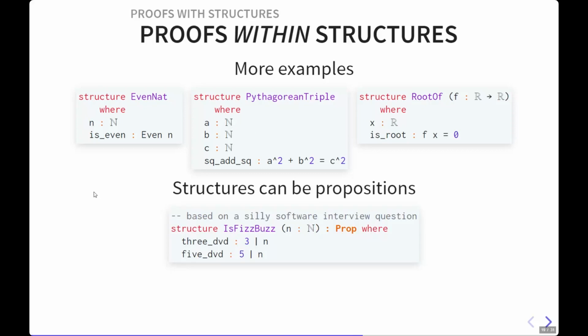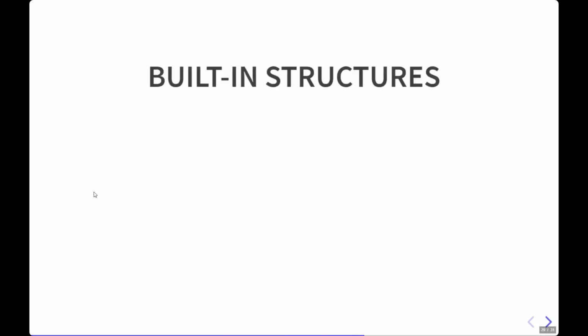You can also have structures that are pure propositions. So you've already seen one, which is the AND structure. But here I've got this is-fizz-buzz structure, which might be familiar to people who have done silly programming practice interview questions, where you have to decide if something is a multiple of 3 or a multiple of 5. And so this is a proposition that has 2 separate fields, one for 3 divides and one for 5 divides. And in the exercises, there's an exercise that has you prove this is exactly the same as just an AND.